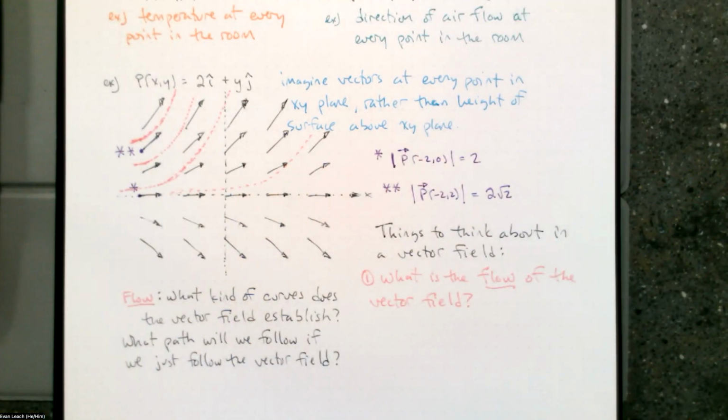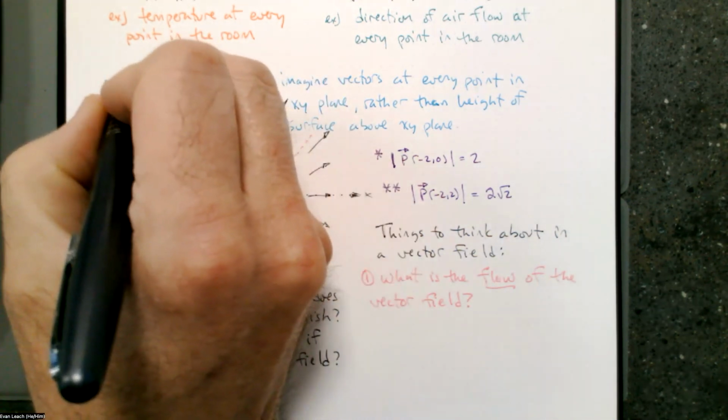It looks like the flow of P is exponential. I forgot to call it a vector field.